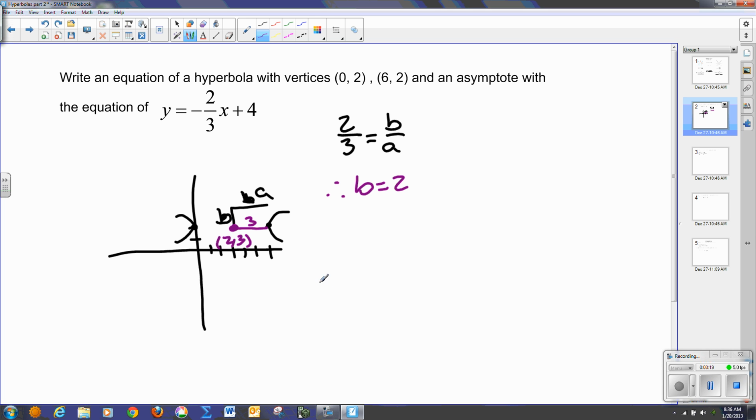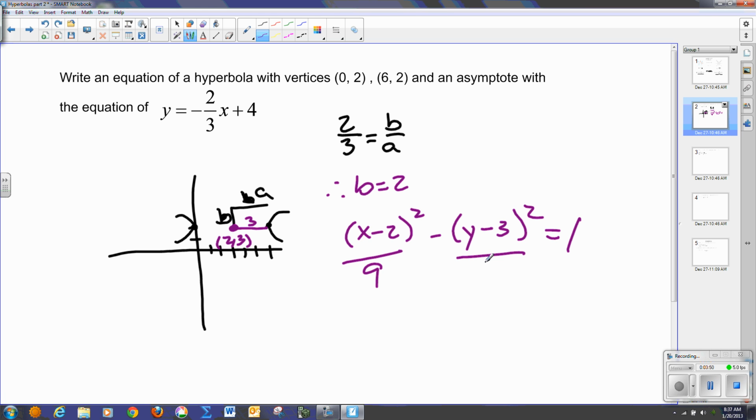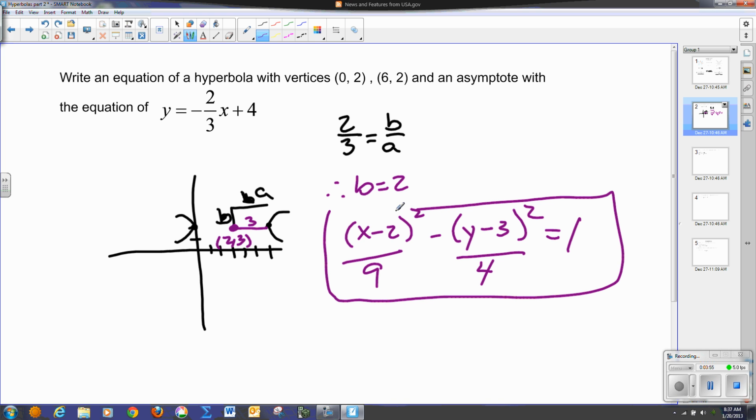Once I have my values, I should be able to write the equation of my hyperbola. Start by saying which way it opens. Opens to left and right. That means the x should lead. So I have (x minus 2) quantity squared minus (y minus 3) quantity squared. And now I need to put my A under my first term. I have A being 3, so this is a 9. B under my second term. This is 4. And that's the equation of the hyperbola.